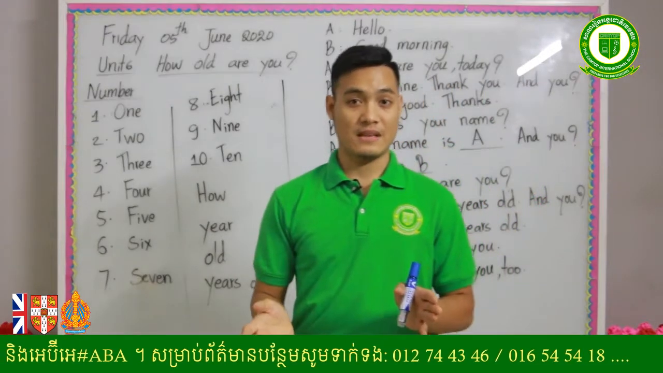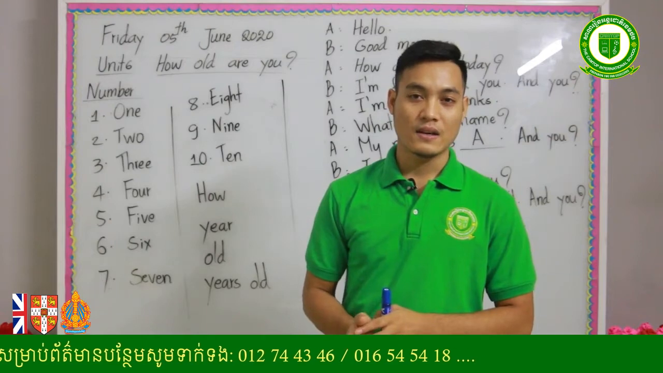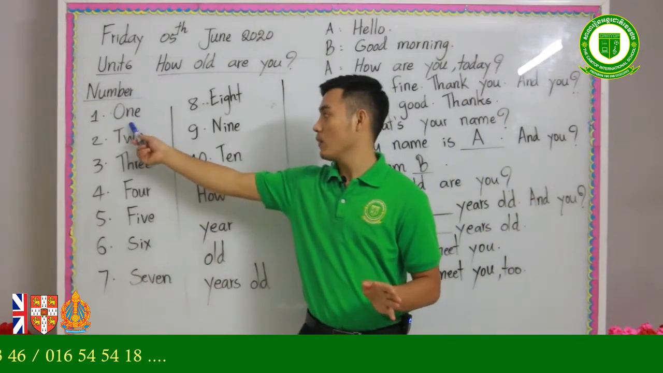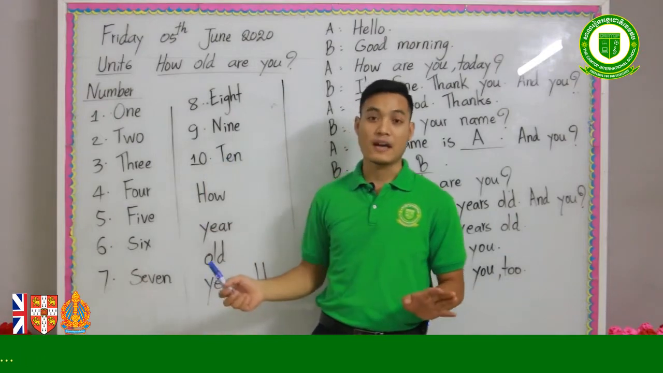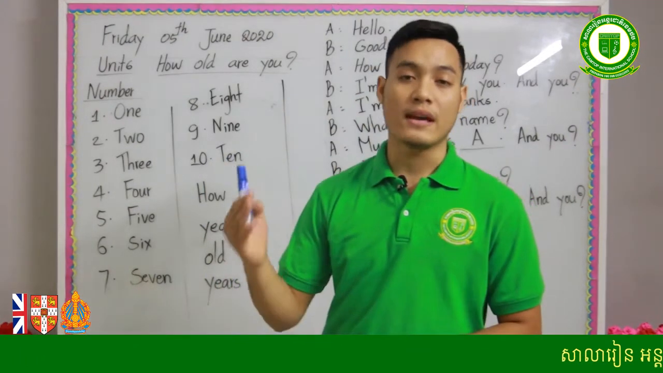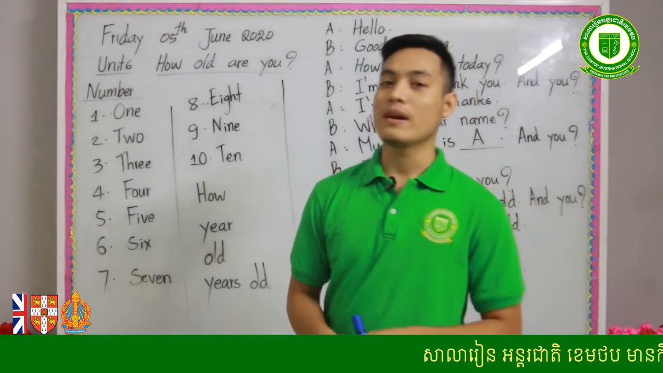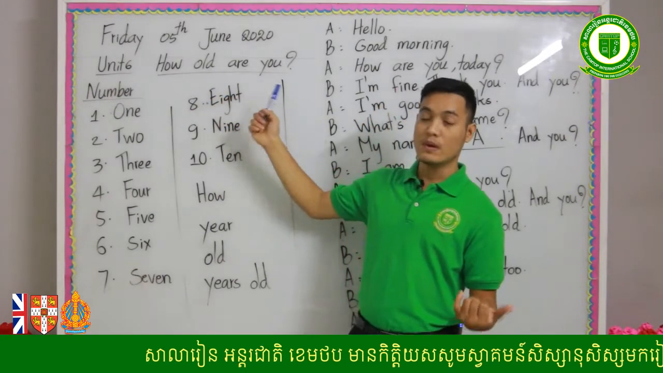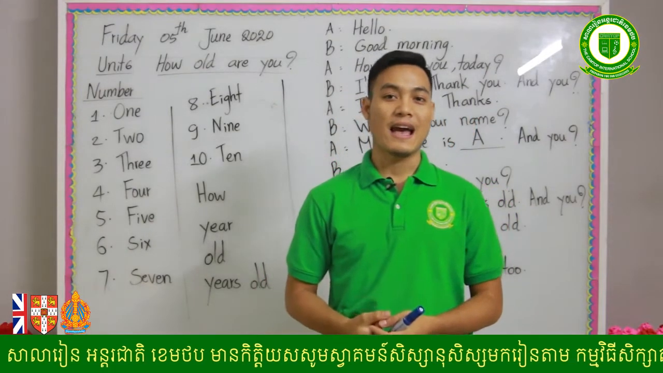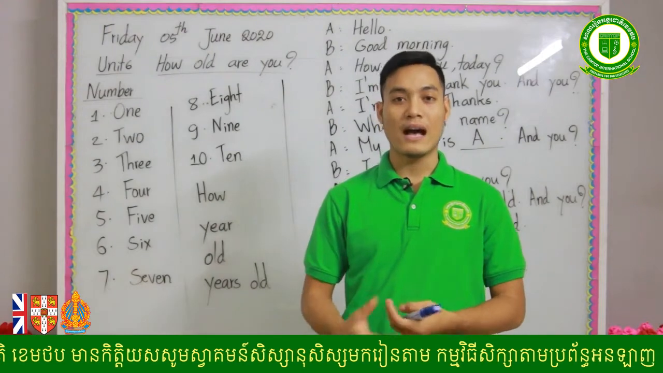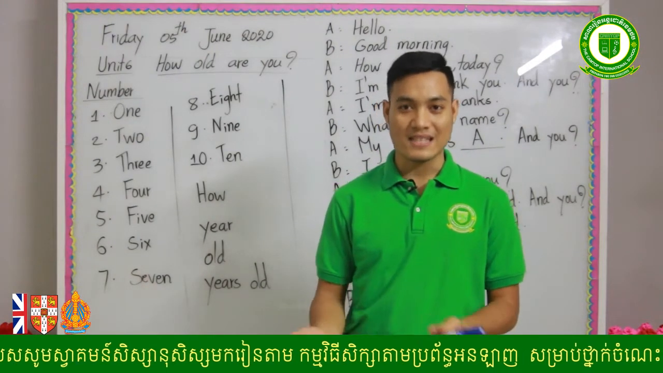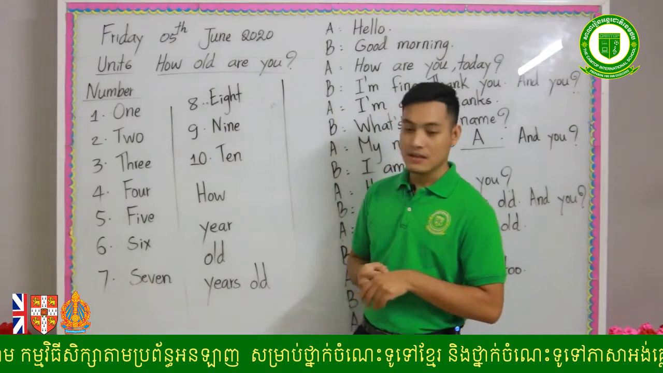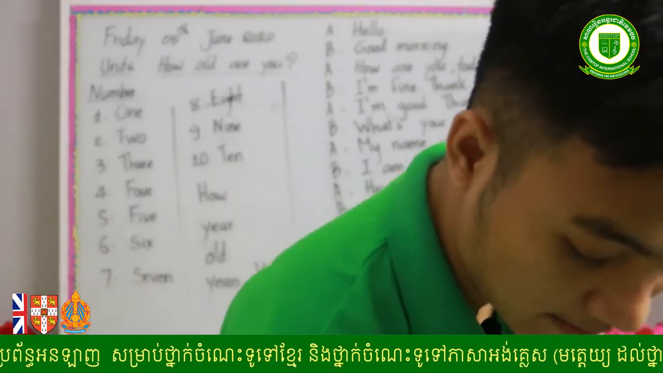After learning this lesson, you will be able to know about numbers, especially from number 1, 2, 3 until number 10. You will learn the numbers and also their spelling. And you will be able to ask the question how old are you and also how to answer it. Are you ready, kids? Let's get started. Please be ready for your lesson.